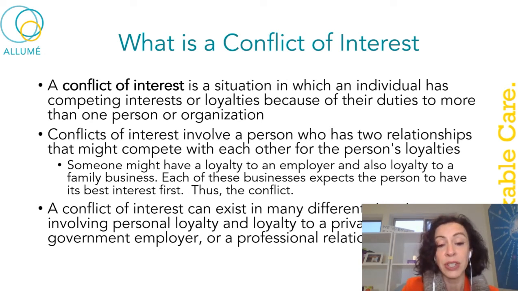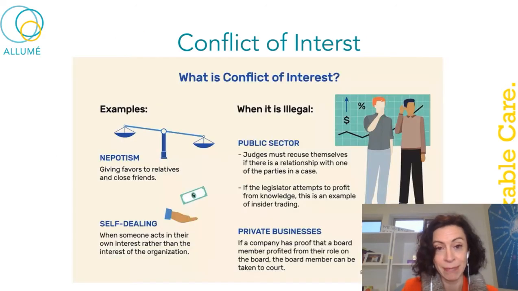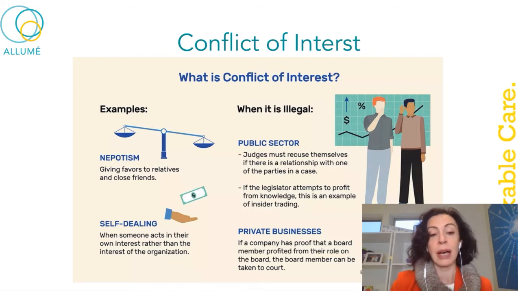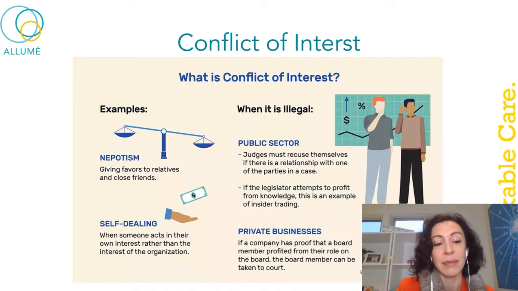A conflict of interest can exist in many different situations involving personal loyalty and loyalty to a private employer, a government employer, or a professional relationship. So what is a conflict of interest? Examples would be nepotism, so giving favors to relatives and close friends, giving somebody a special price because they're a family member or friend. As long as there's a friend and family policy in place, yes. Just because or secretly, no.